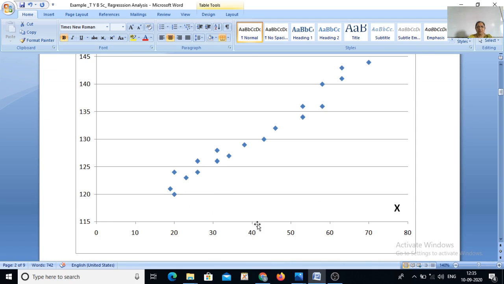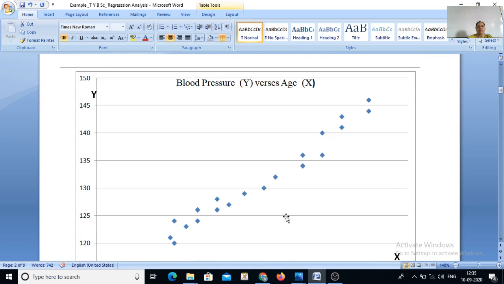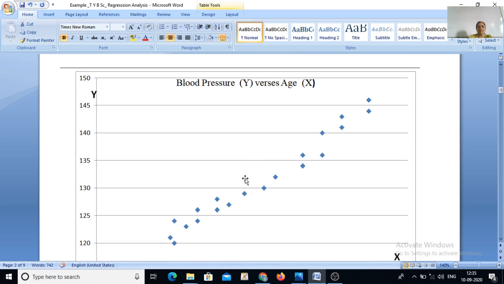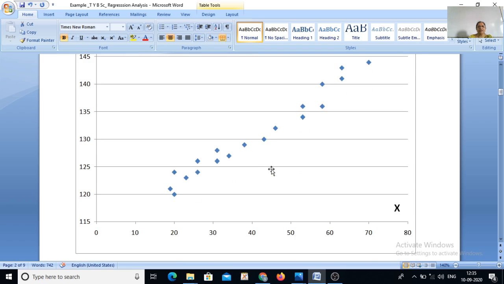And now for the given bivariate data, if I try to draw a simple scatter diagram by inserting an XY scatter plot, I get a graph like this. So from this graph, what can you say? The path of the points is from lower left to upper right. So as x increases, on an average the blood pressure of the patient also increases. So the graph shows positive correlation between the two variables. Okay, and we can see that they are highly correlated. So from the graph you can think of a linear regression model for this given data set.